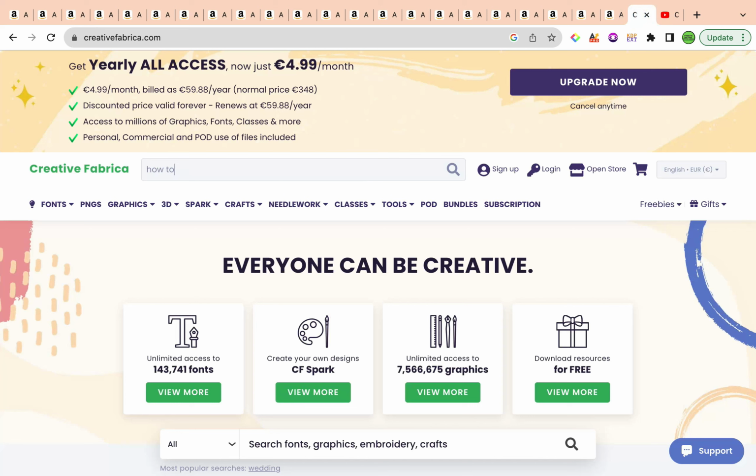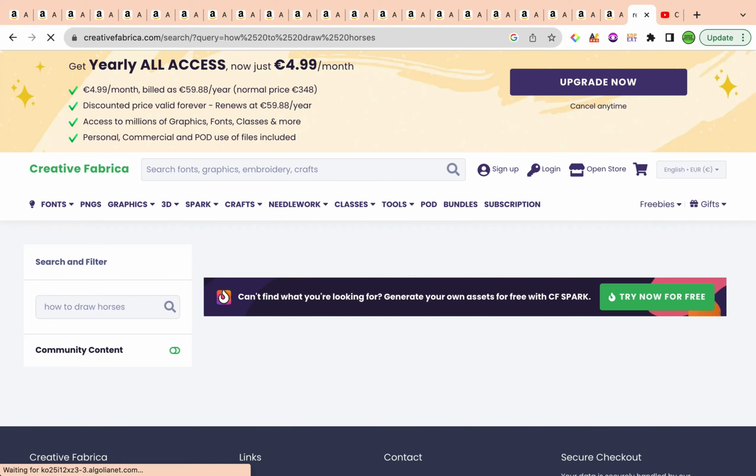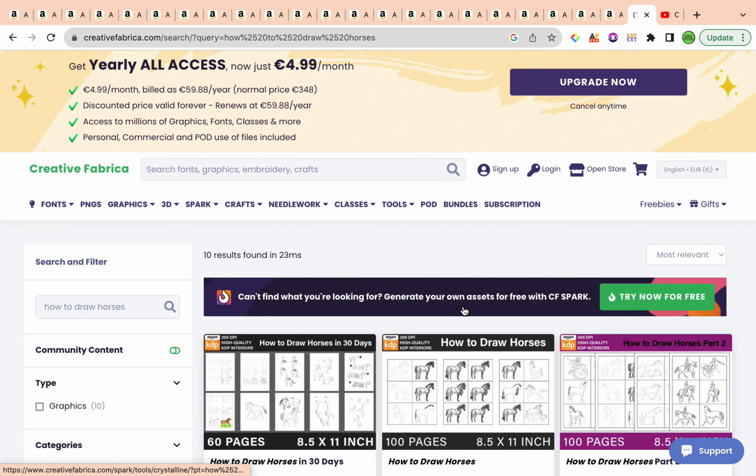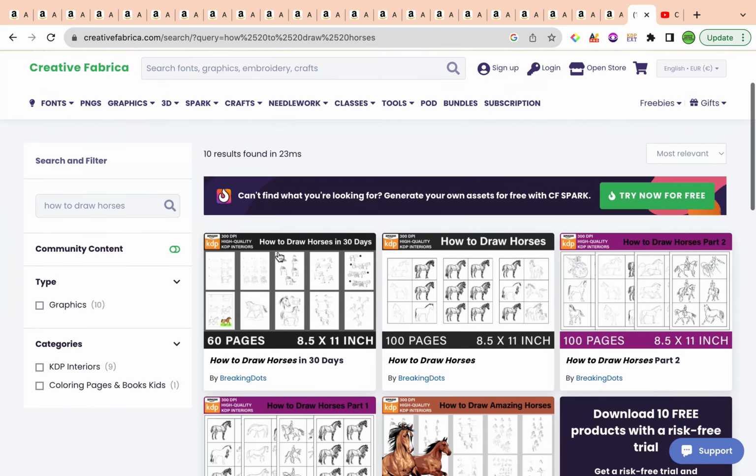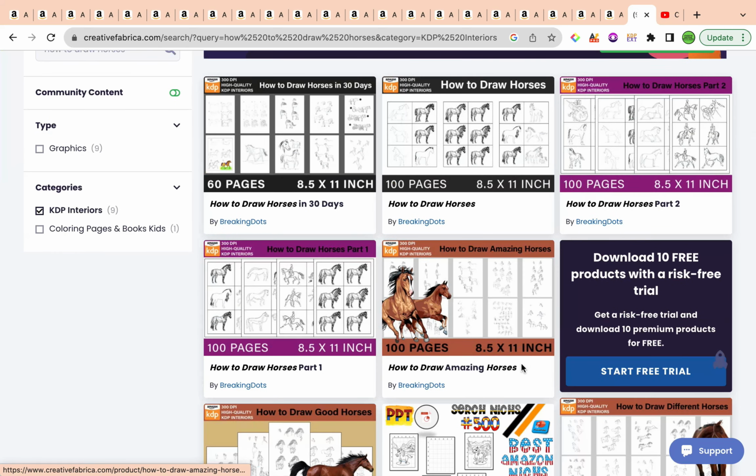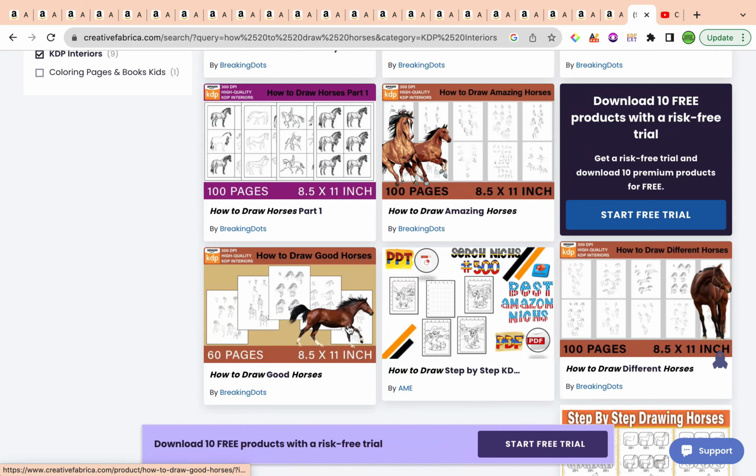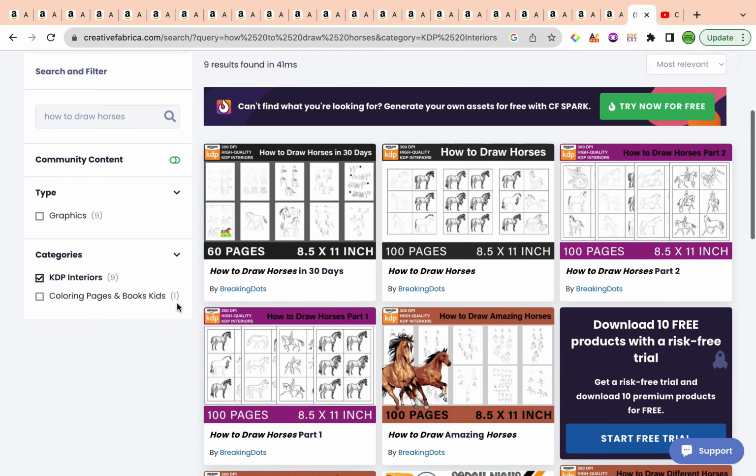Now let's go ahead and check Creative Fabrica and see how to draw specifically when it comes to horses. Now if the results don't show us a lot of interiors here, I haven't done this before, so I'm doing it live with you at the moment. We currently have a total of 10 results, but we want to specifically focus on KDP interiors. So we have a total of 9 pure results. We've got 60 pages here, 100 pages, another 100 pages as well, 100. So they're all to do with drawing horses in general.